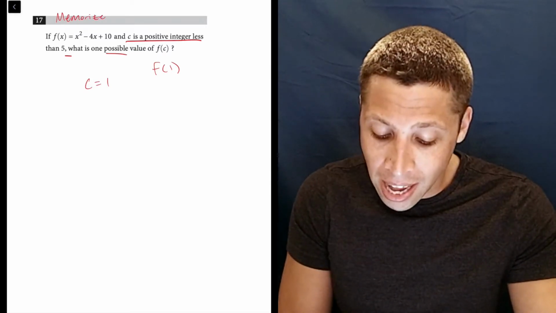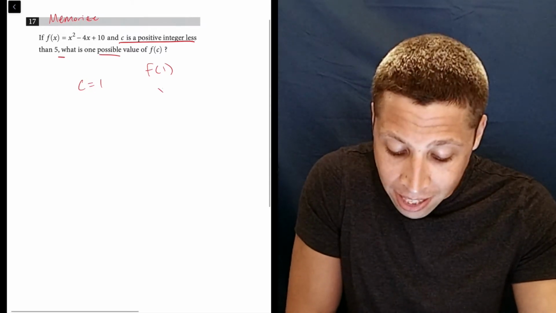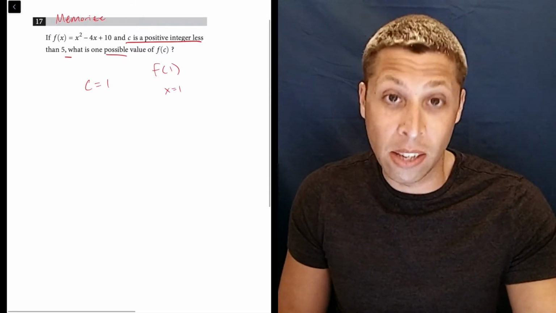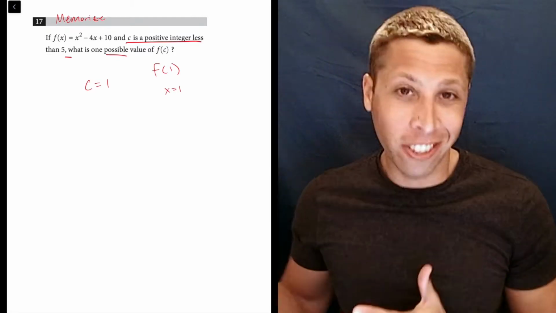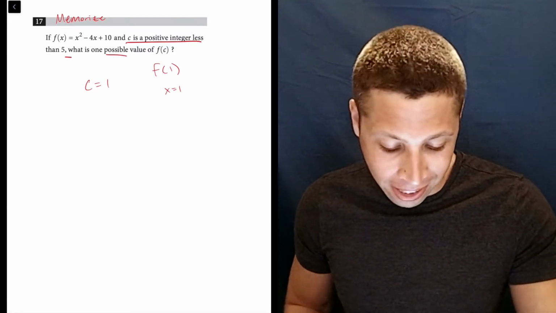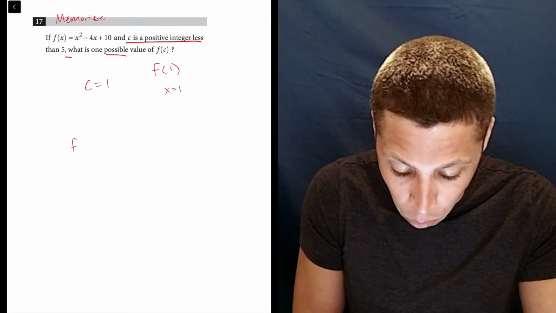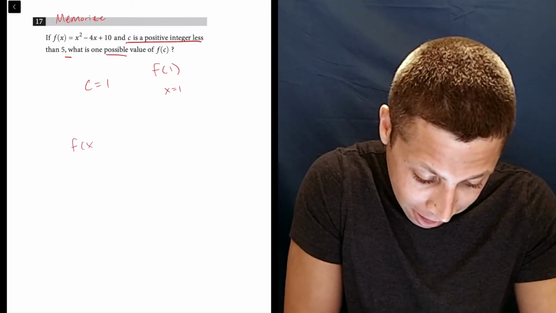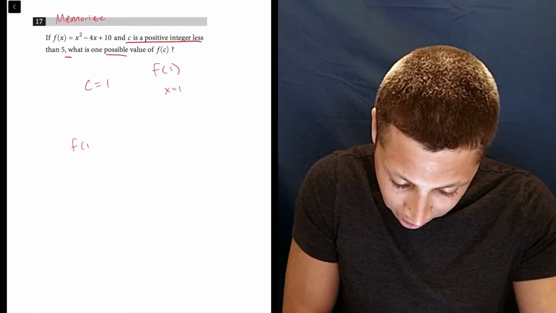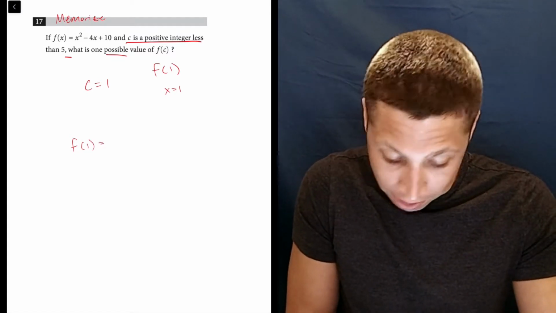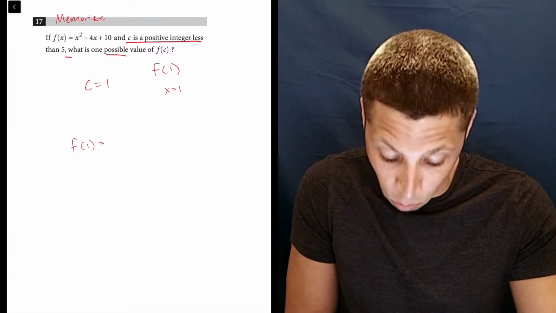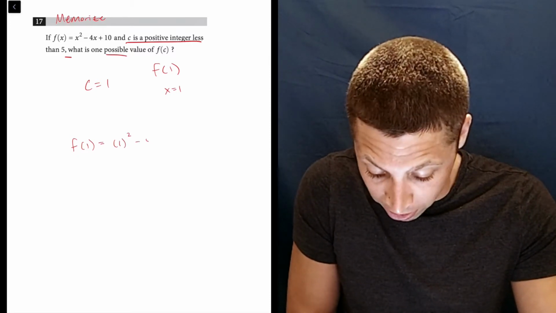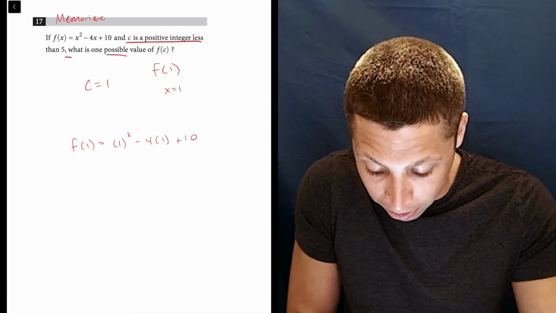But what this is telling us is that x is equal to 1. So this number that we picked that was originally C is actually the x value that we're going to end up plugging into this f of x equation. So f of 1, let's keep it as our 1, is equal to x squared minus 4x plus 10, but now we replace all of those x's with 1. So 1 squared minus 4 times 1 plus 10.